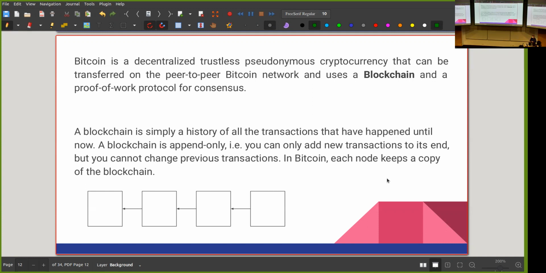But you shouldn't be able to change entries that were already on the blockchain. So you shouldn't be able to go back and say, I did this transaction in 2009 and now I want to change it. That's not going to be possible.